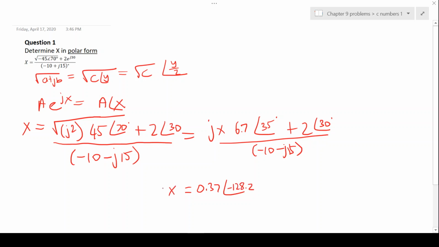That is x. And the question was to determine the final value in polar form, and the value has been given in polar form. Right, and that's the final answer.